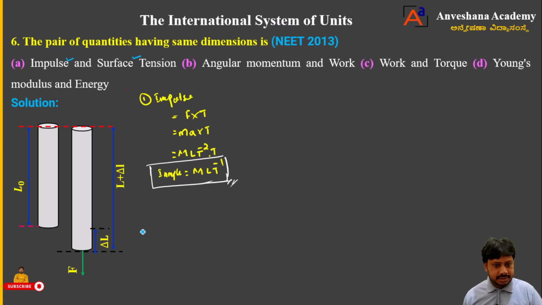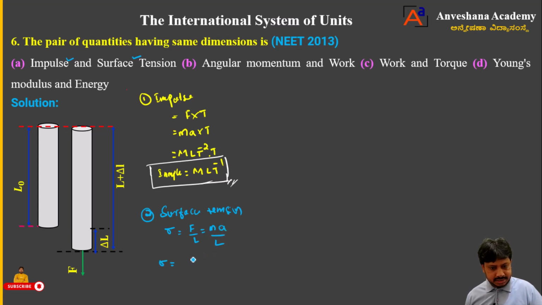Second one, surface tension. Dear students, surface tension you can take as sigma. We will take sigma for stress also, but you can take sigma, no problem. Sigma is nothing but force per unit length actually. Surface tension is nothing but force per unit length. What is force, dear students? Dimensions for force, again Newton's second law, that is m a. I will write it as it is here.